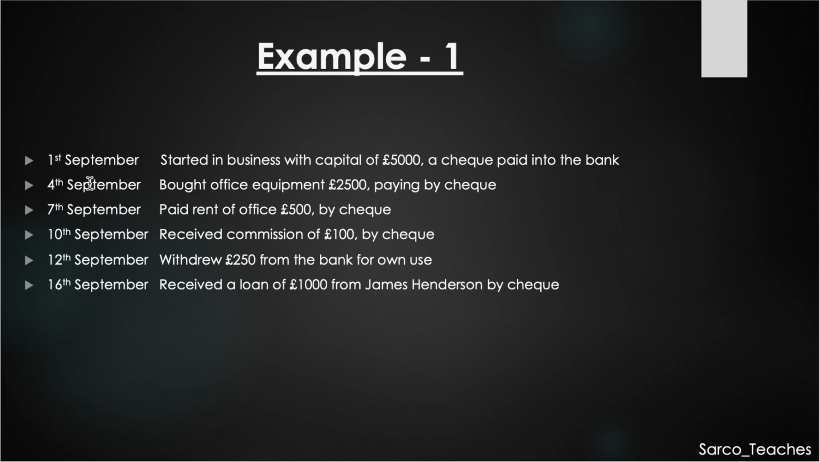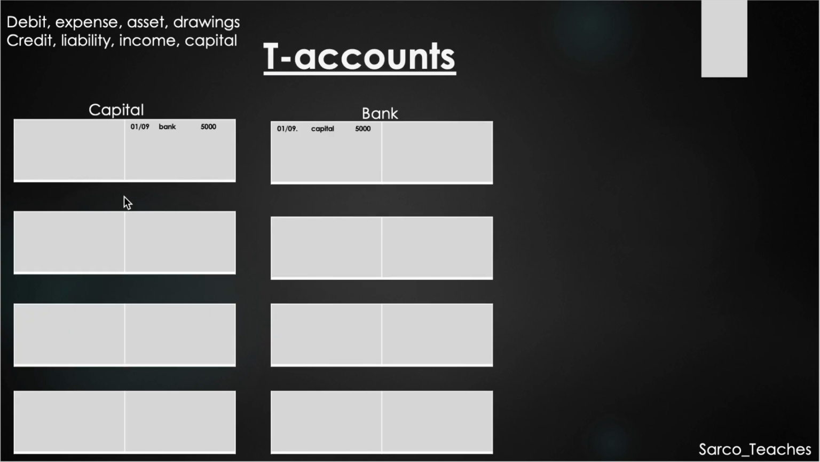Okay, so the second transaction is the 4th of September, bought office equipment, £2,500, paying by check. So the two accounts we'll be using are office equipment and bank. Check basically means bank. So we go in and open up an office equipment T account. However, we don't have to open up another bank account because we already have one. We made one from the previous transaction.